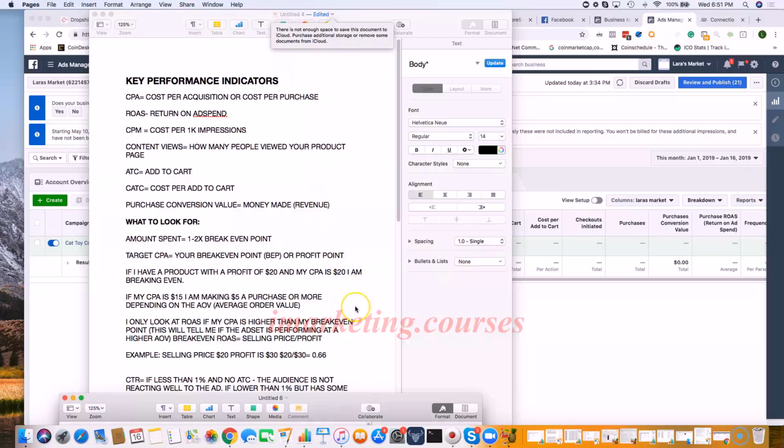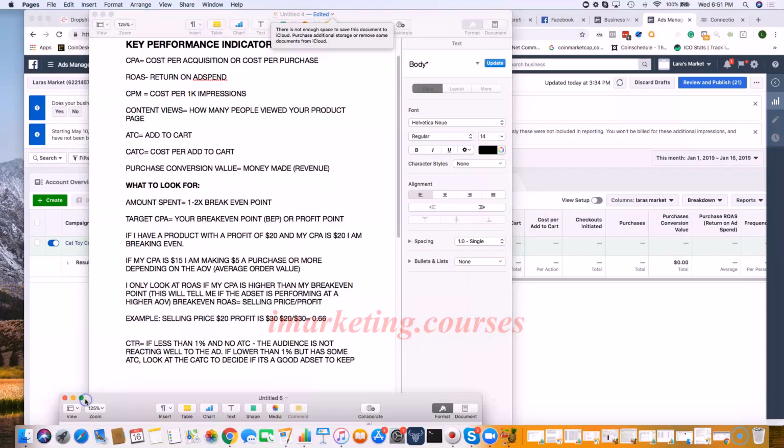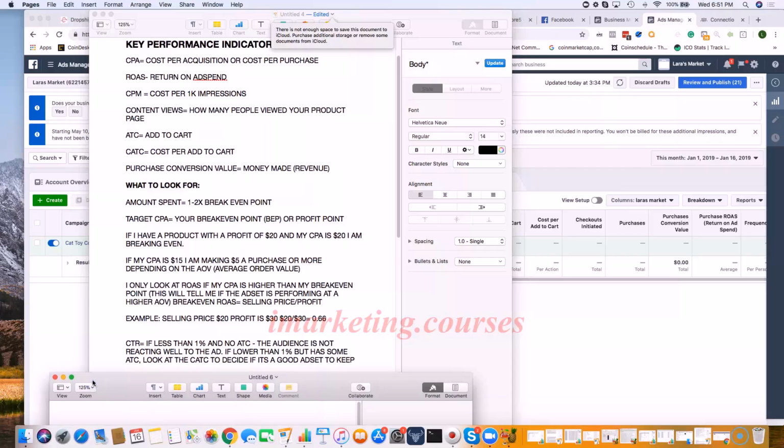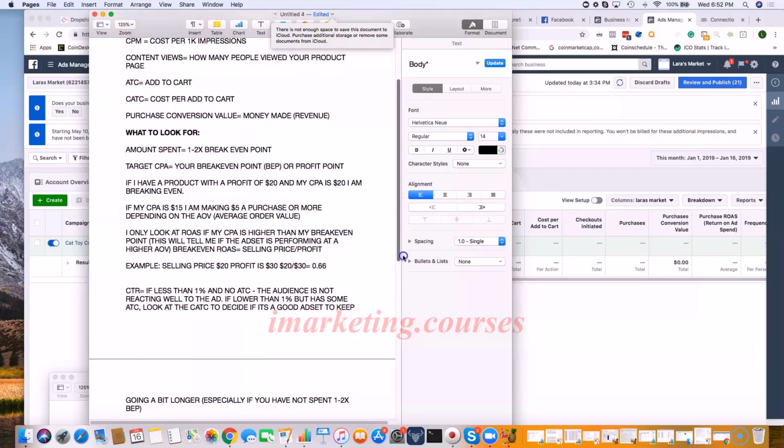Now CTR, all right, click-through rate. If it's less than 1% and you don't have any add to carts, the audience is not reacting well to the ad. If it's lower than 1% but has some add to carts, look at the cost per add to cart to decide if it's a good ad set to keep running for a few days more, okay? Especially if you have not spent 1 to 2 times your break-even point on that ad set.